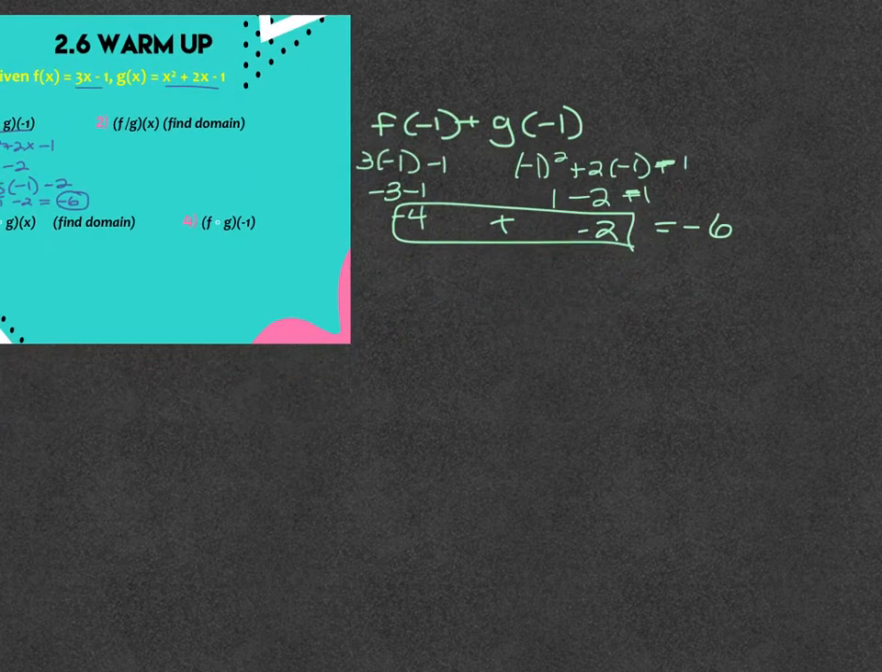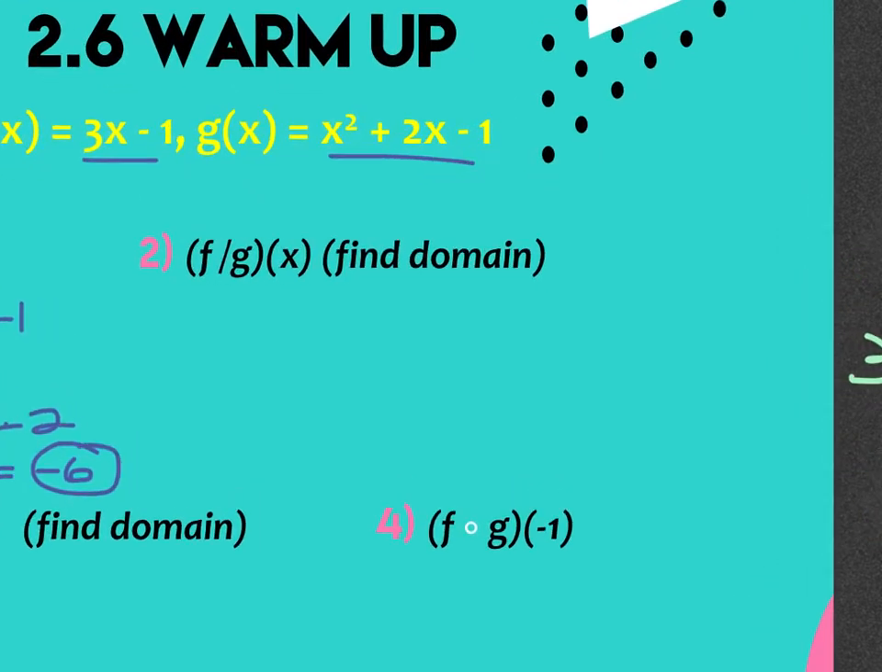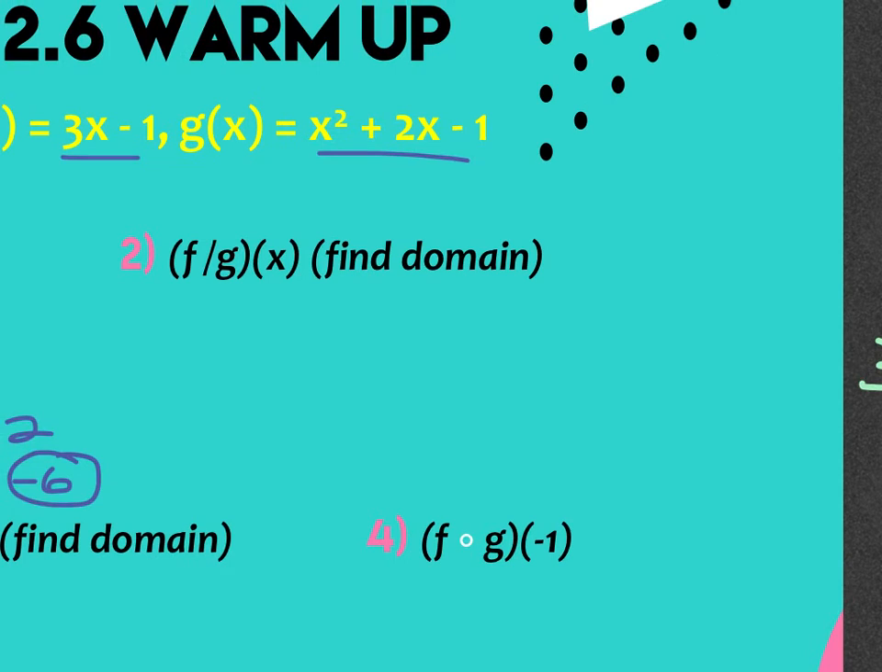All right, number 2 says f over g, and then find the domain. So I'm going to put the f on the top, the g on the bottom. F would be 3x minus 1 over g, x squared plus 2x minus 1. And then find the domain. So the domain, remember, in the denominator, I have to look and see if there's any kind of restriction. There are no factors of negative 1 that sum to positive 2, so it's not factorable, right?